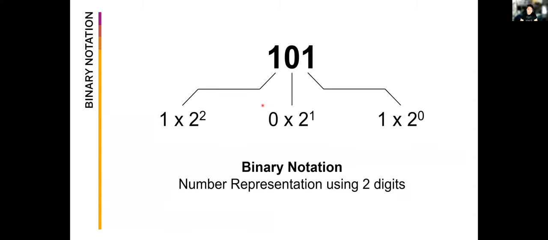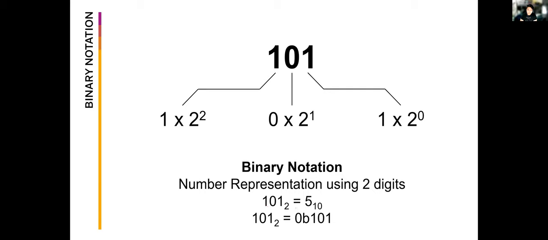So for binary, we do the same thing. 1 times 2 squared is equal to 4. Now 0 times 2 raised to 1 is equal to 0. And then this one? 1. Okay. So we do the same thing. We add them, and once we add them, that equals 4 plus 0 plus 1 is 5. Which means that this number is equivalent to 5 in the decimal number system.